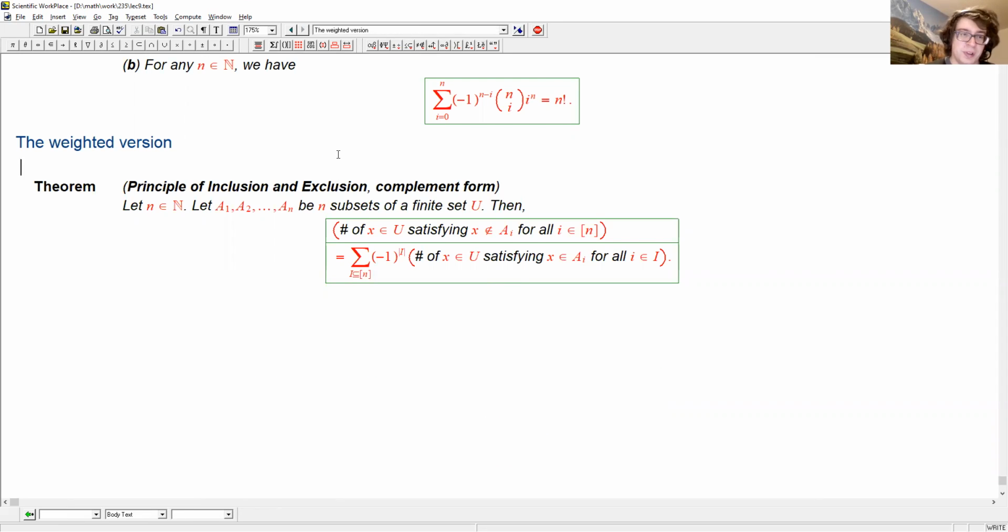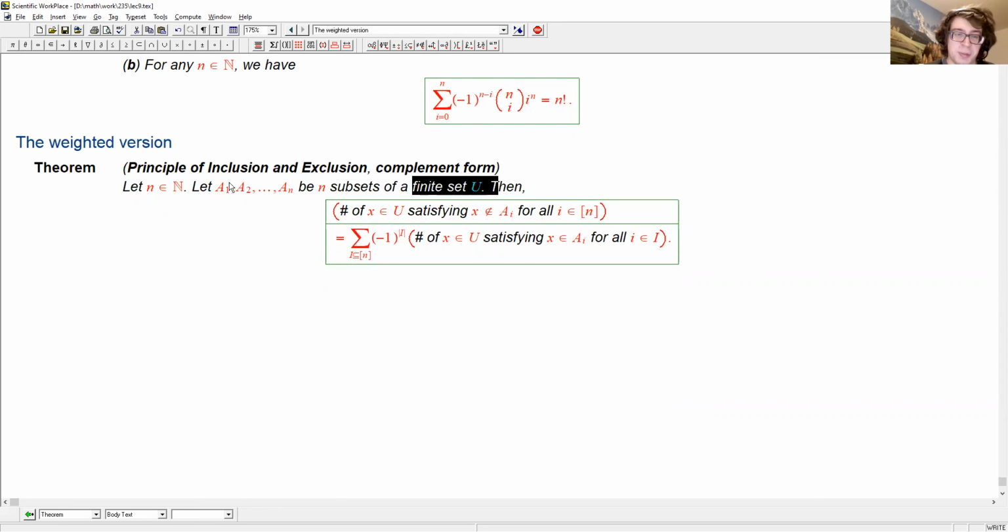We have a finite set, a bunch of subsets, and on the left-hand side, we count the elements that are not in any of the subsets. And on the right, we are counting the elements that are in some of the subsets. Now, here is one thing you can do instead of counting. Let W of X be a number for each X in U.